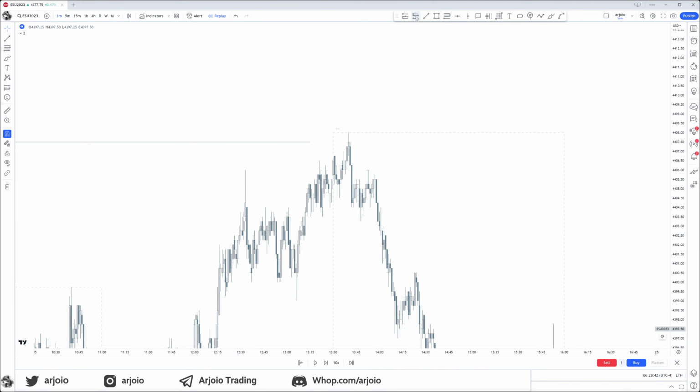right? You have this entry right there. And then you also have that entry right there. Now let's look at one more example.